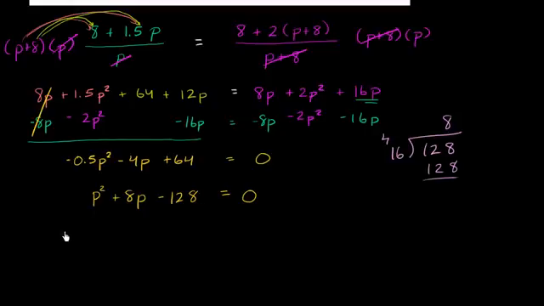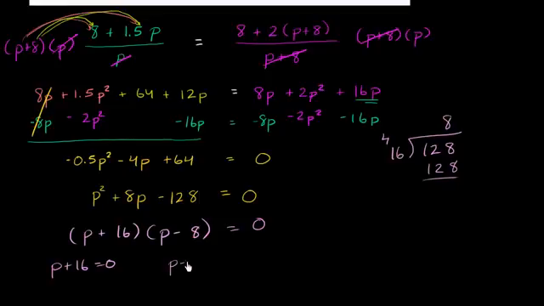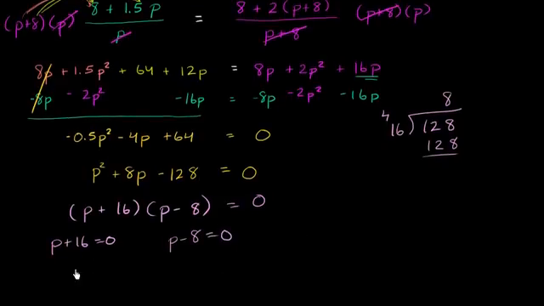So we can factor this as p plus 16 times p minus 8 is equal to 0. Now this is going to be equal to 0 if at least one of these is going to be equal to 0. So we have two solutions. Either p plus 16 is equal to 0, or p minus 8 is equal to 0. For the first one, subtract 16 from both sides, and you get p is equal to negative 16. For the second, you get p is equal to 8 if you add 8 to both sides.